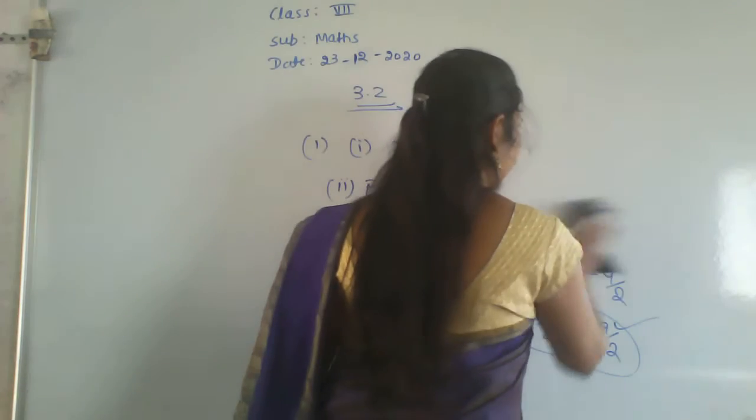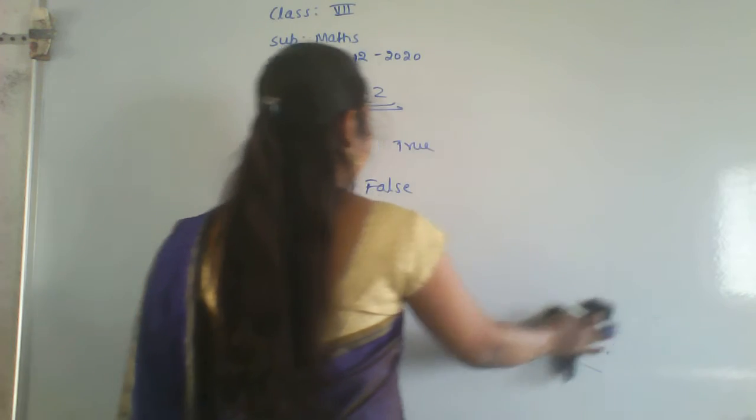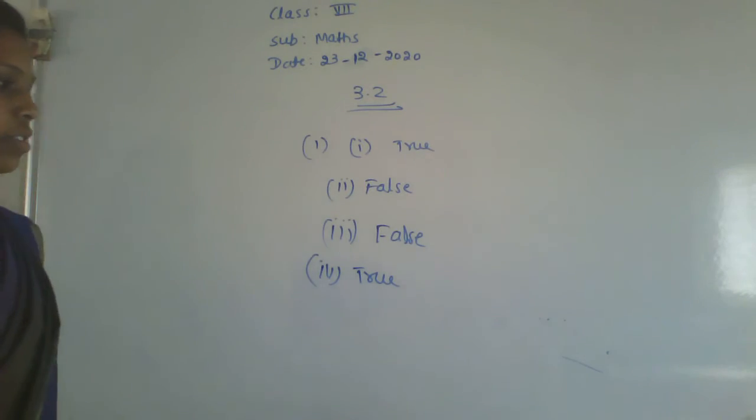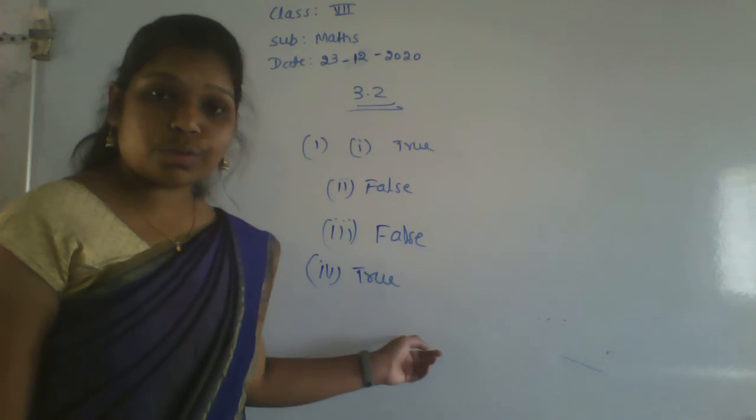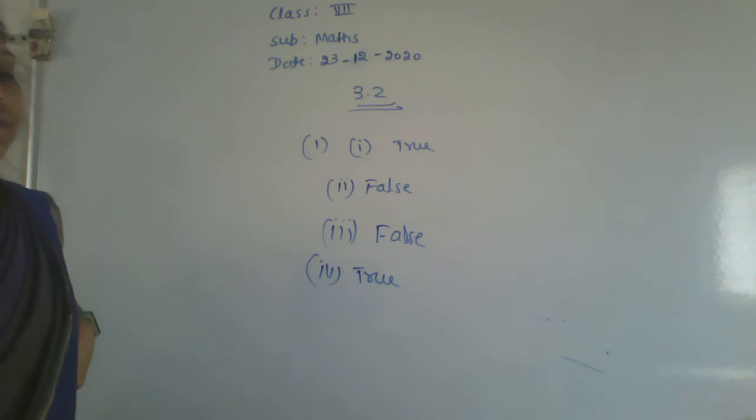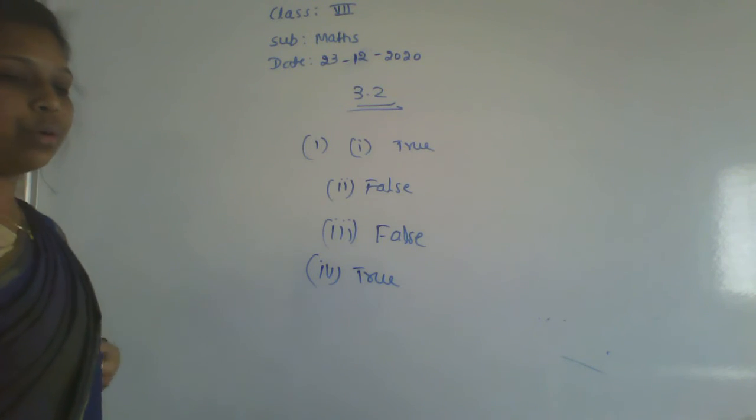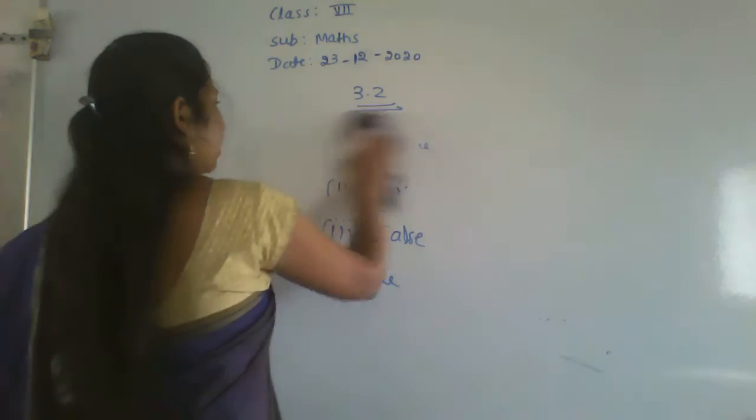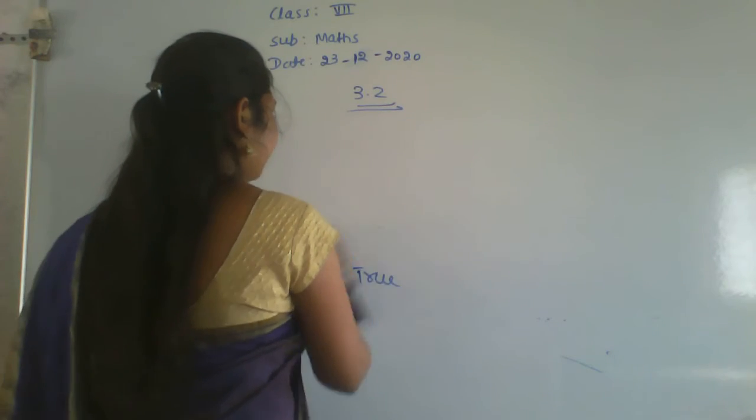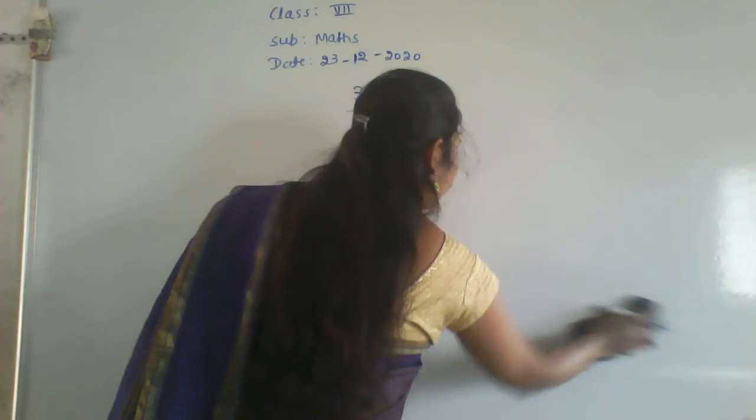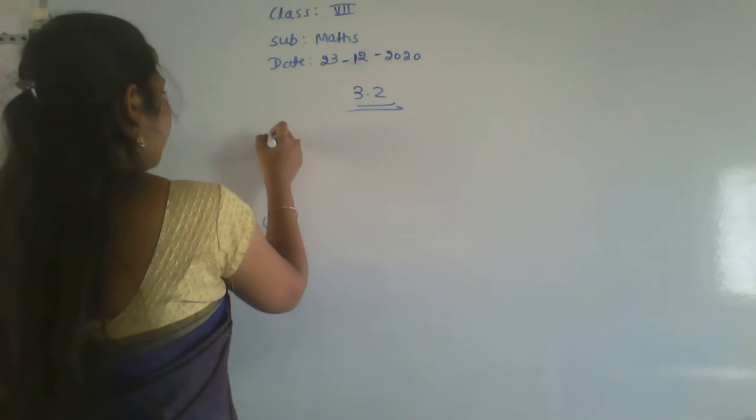Right. The first main is completed. The first one is true, the second is false, the third one is false, the fourth one is a true statement. Okay. The first main, exercise number 3.2, is completed. Now go for the second main. What is the second main here?